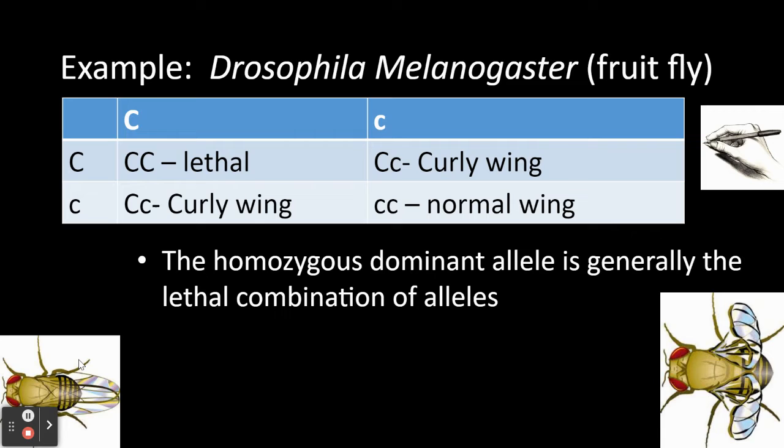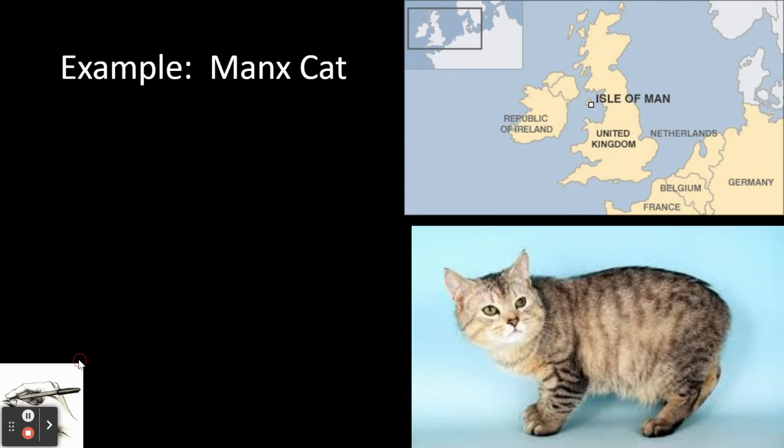In Drosophila, the fruit fly, there's an example of a lethal allele. So the lethal allele, big C, if they inherit two of those, the fly does not actually form. The deformation, as it were, of the wing is just too much and it dies. So yet again, we have a 2-to-1 ratio.